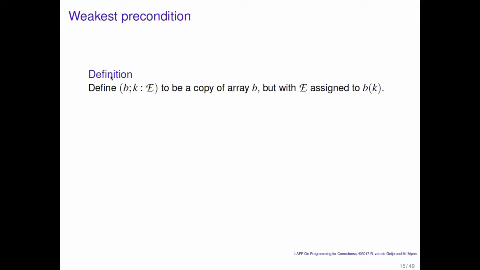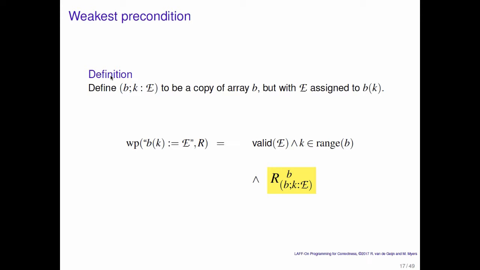So now we can go ahead and define the weakest precondition. The weakest precondition of assigning the result of expression E to the element of B indexed by K, leaving you in a state where R is true, is given by, well, first of all, we need to check whether the expression is a valid expression. We need to check whether K is in the range of B. And then finally, we look at R and we do a textual substitution of the array B, but with the element indexed by K replaced by the result of expression E, substituted in for every free occurrence of array B.